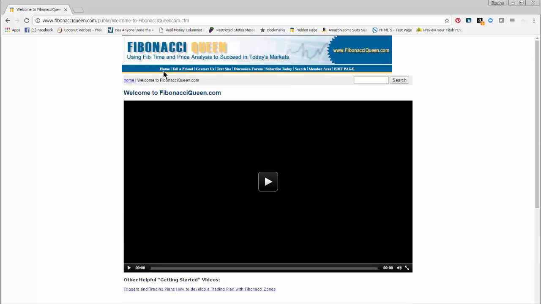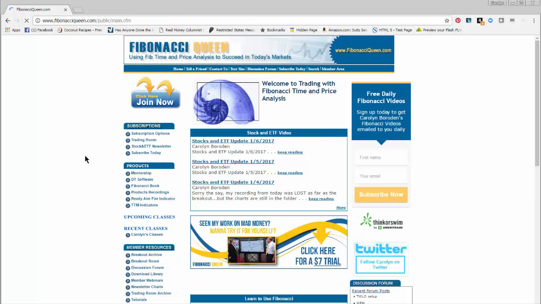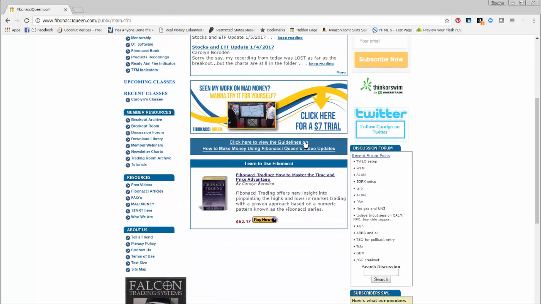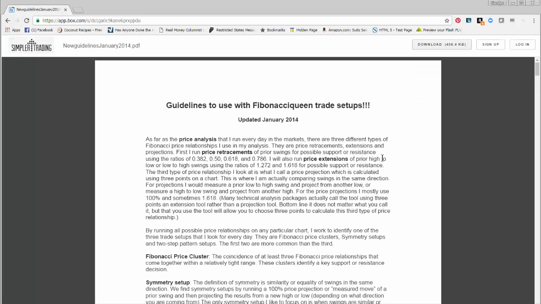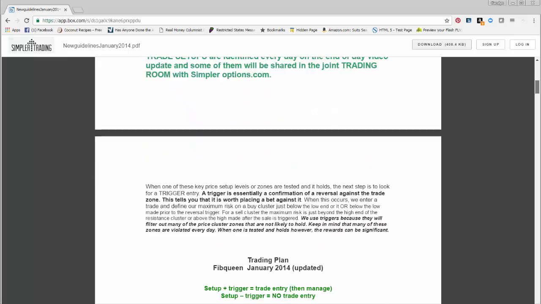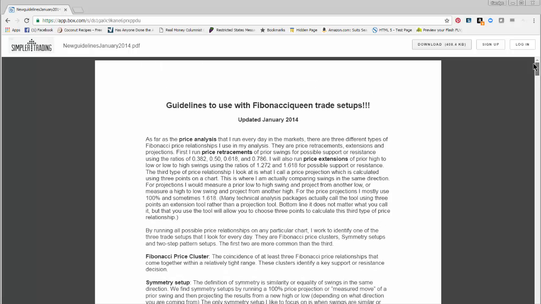Okay, now if we don't have the guidelines here, what you want to do is just go to the main page of the site again, and then scroll down a little bit, actually right here underneath the trial area. So this is where you can click if you're interested in a 30-day trial. But right underneath there, you click for the guidelines, and this is, I think, about an 11-page document that will give you an explanation of how to use this work along with triggers to make money.